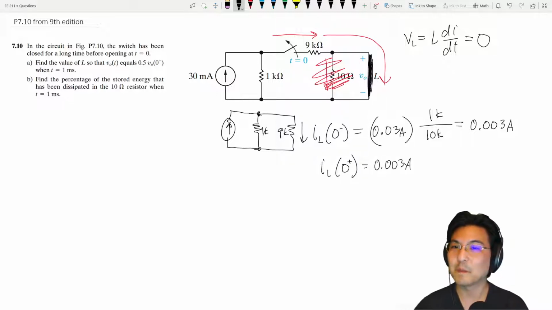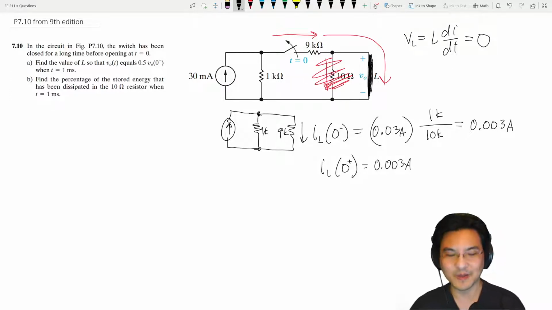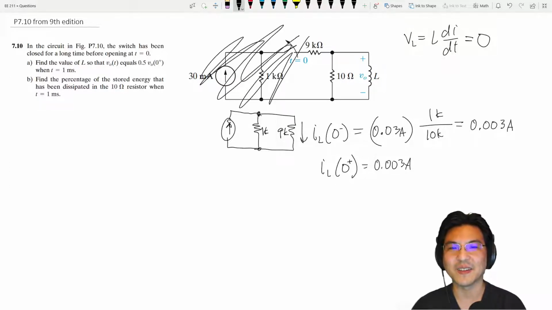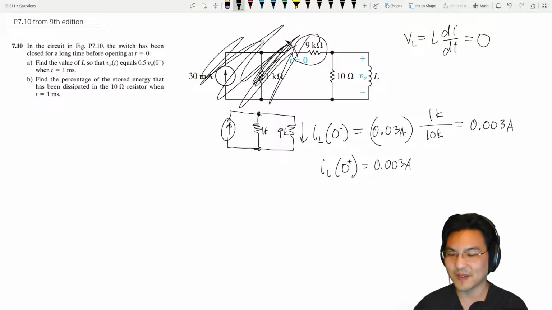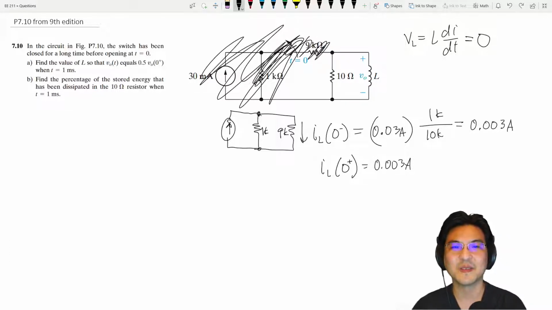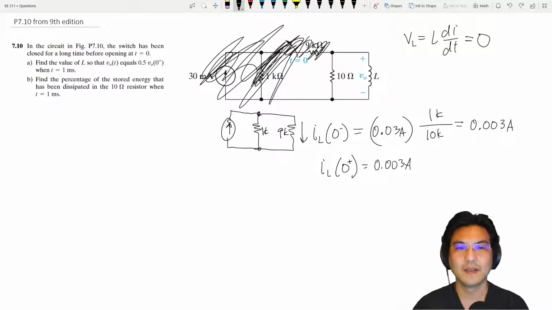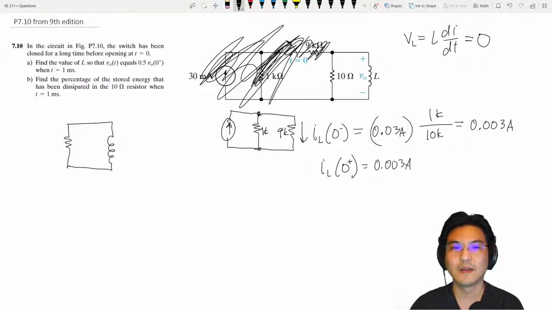Okay, and then after we open the switch, let me change the picture again, then this is all out of there, right? Because we open the switch, and this resistor is not connected to anything. So basically it just looks like this, where we know the current here is 3 milliamps. Let me just draw it over here. So we've got 3 milliamps going this way initially.